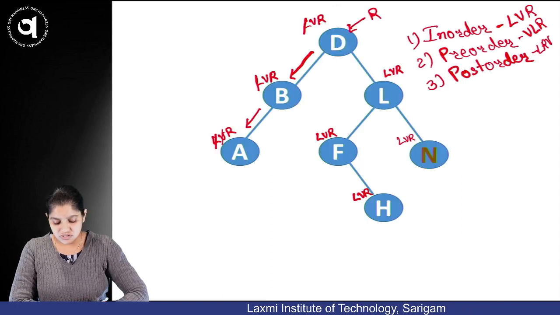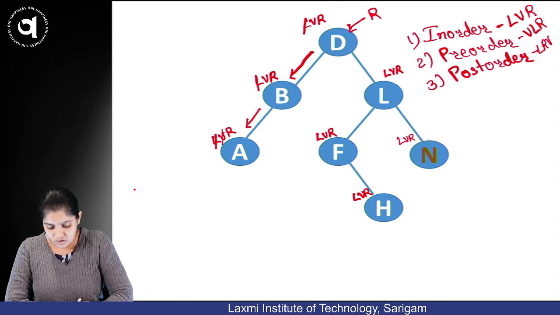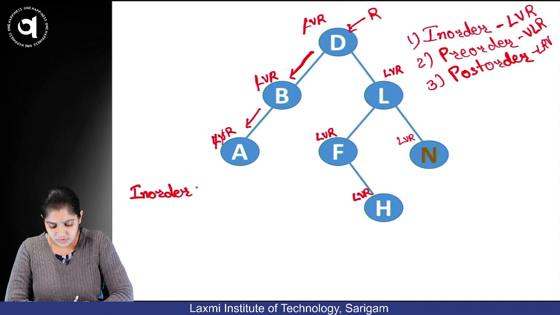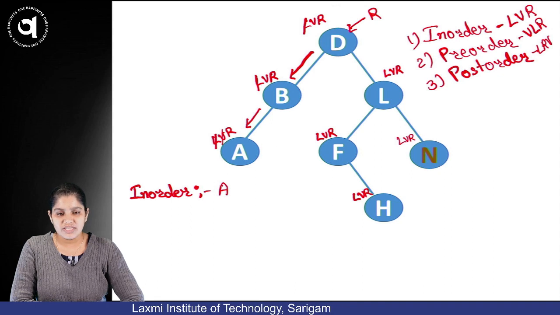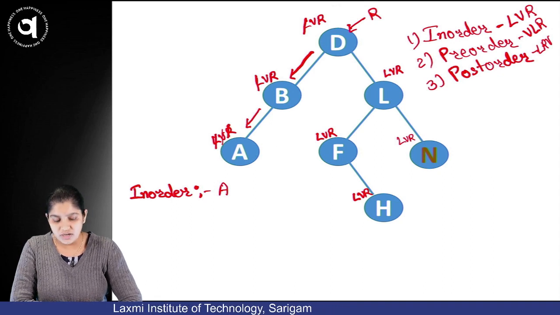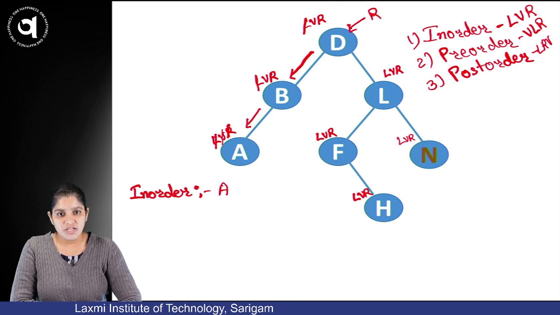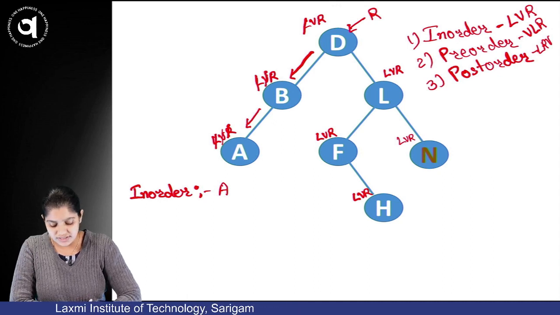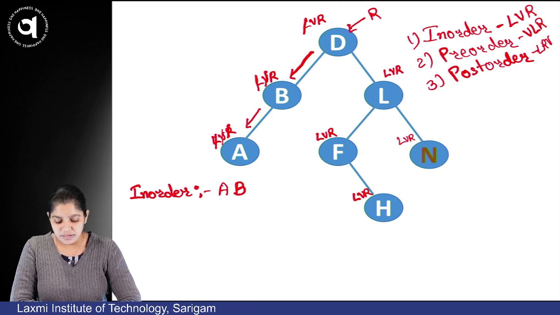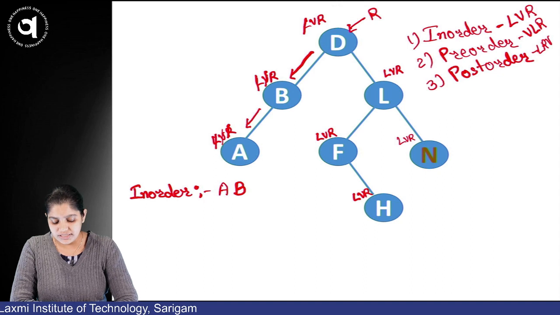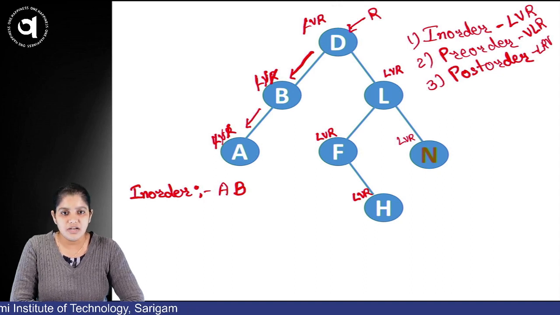So I am writing my Inorder sequence. First we have A. Then check whether the right is available. No, that's not available, so we cut it out and go back. Here L is already done, so we need to visit, so we visit B. Then we need to go for the right one, but the right is not available. It's null, so I'm cancelling it out.